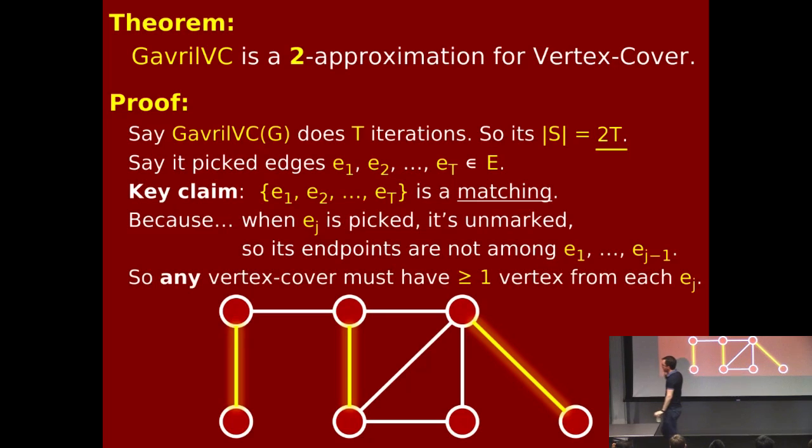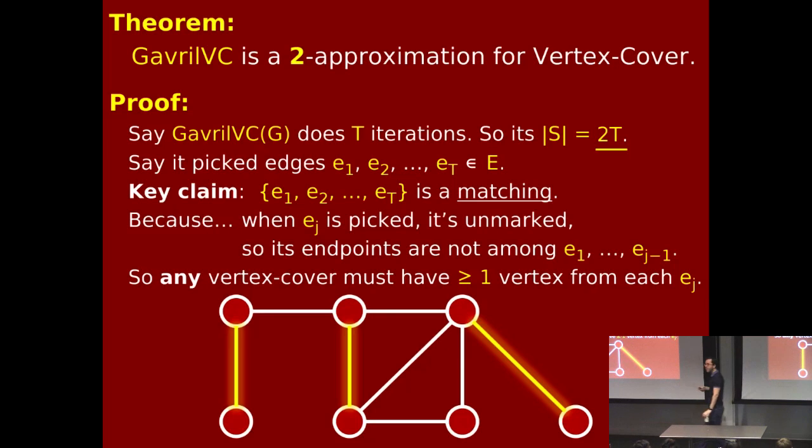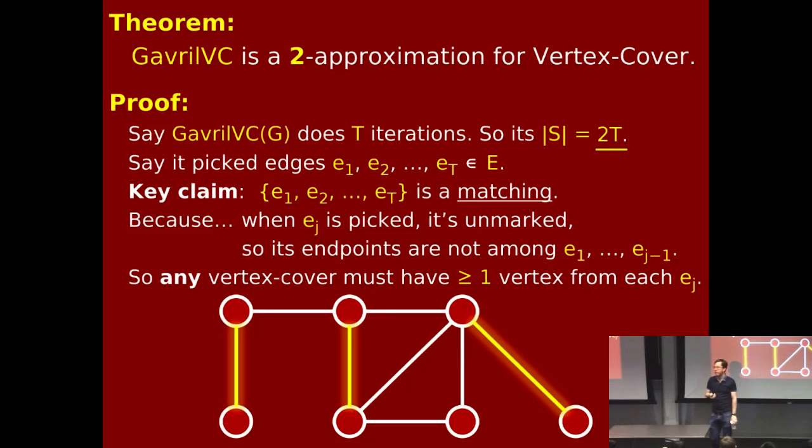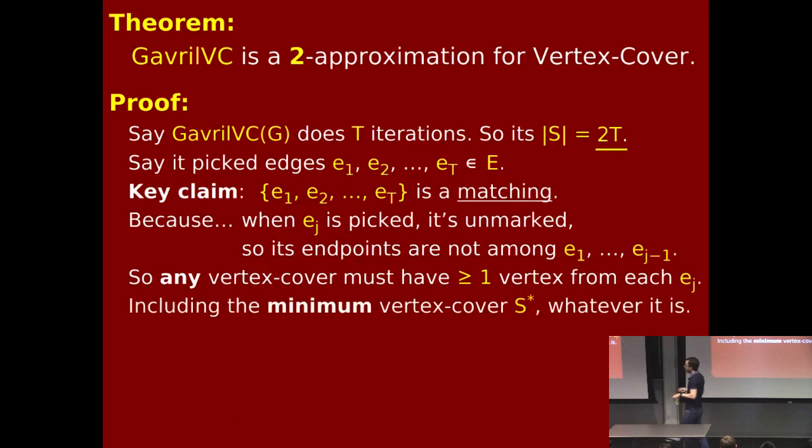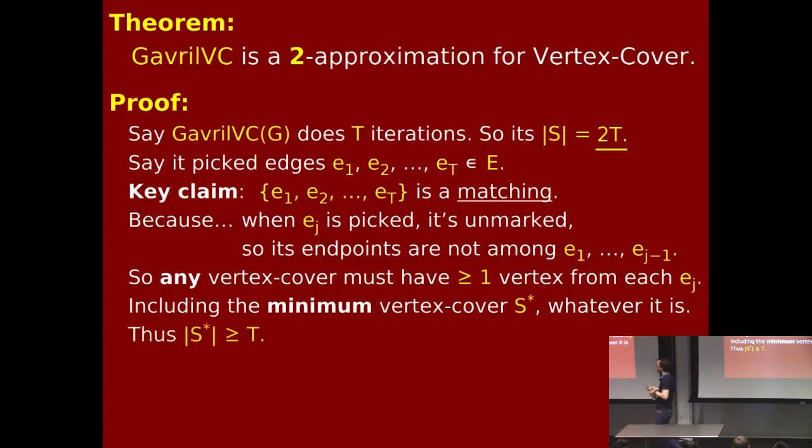OK, and now we use this observation we said before. Whatever these edges are, E1 through Et, they form a matching, which means any vertex cover at all has to have at least 1 vertex for each of these edges. There's no way you can have a vertex cover unless each edge in a matching has at least 1 vertex. They don't share any vertices, so you can't get any savings. So in particular, the minimum size vertex cover, S star, I have no idea what it is, but whatever it is, it has to have at least 1 vertex from each of these Ej's, just because it is a vertex cover. So its size has to be at least t.